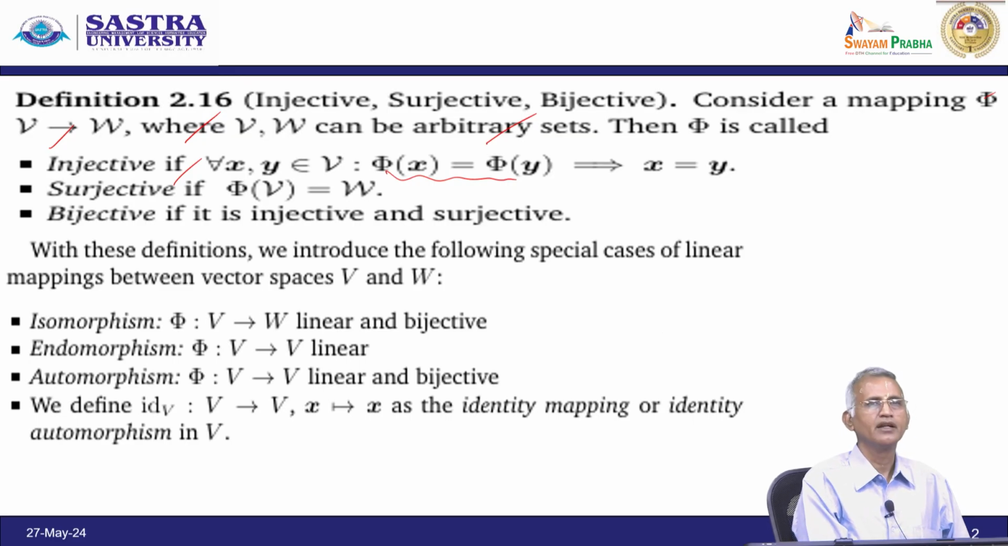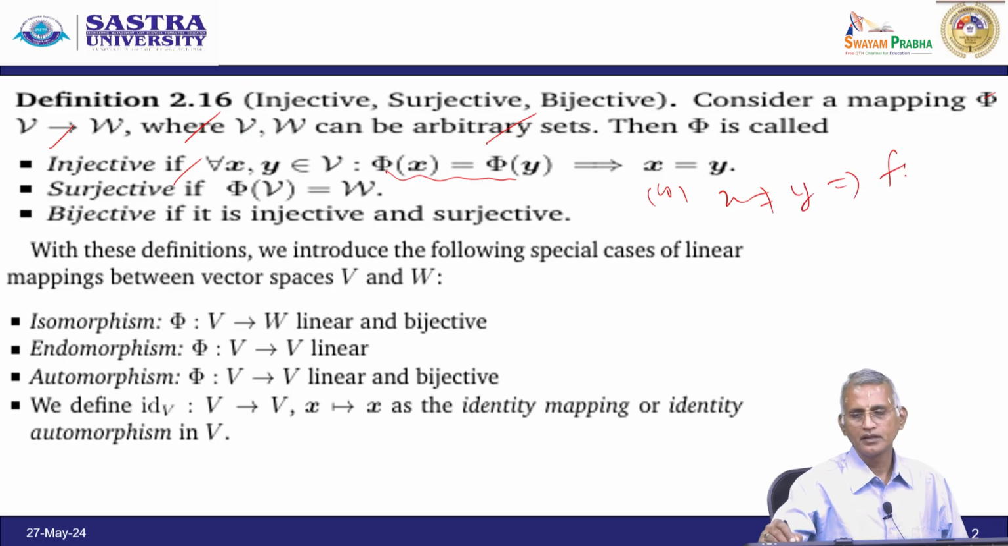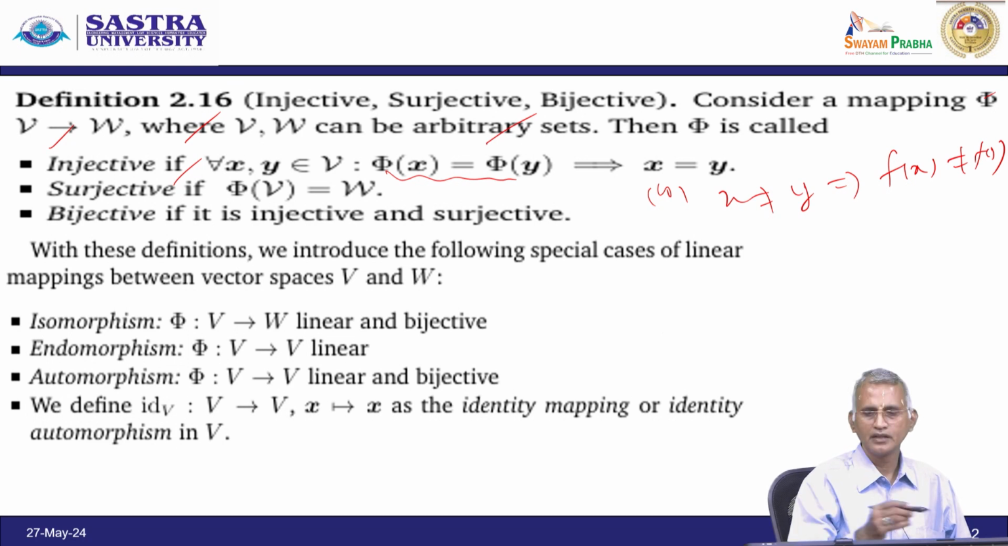So, injective means every element in the codomain must have a unique element, a distinct element, in the domain, or x not equal to y implies f of x not equal to f of y. Different ways we can do that. And if every element in the codomain has at least one image in the domain, then it is said to be surjective. Bijective means it is both one to one as well as onto. So, one to one is injective, onto is surjective, and bijective means both.